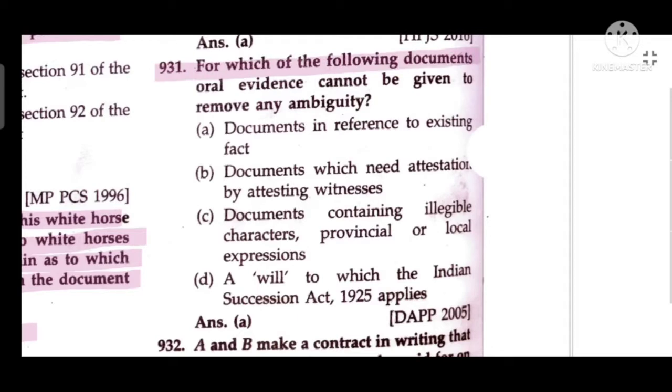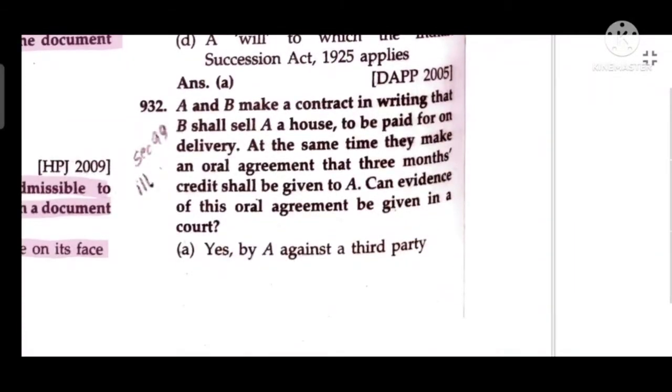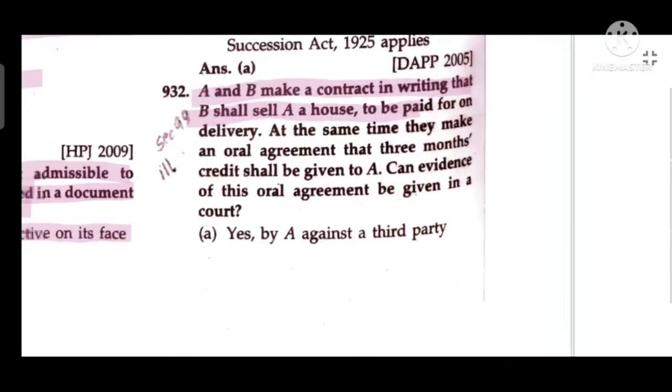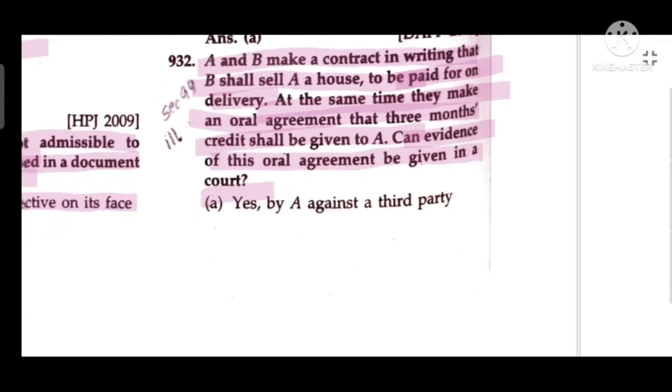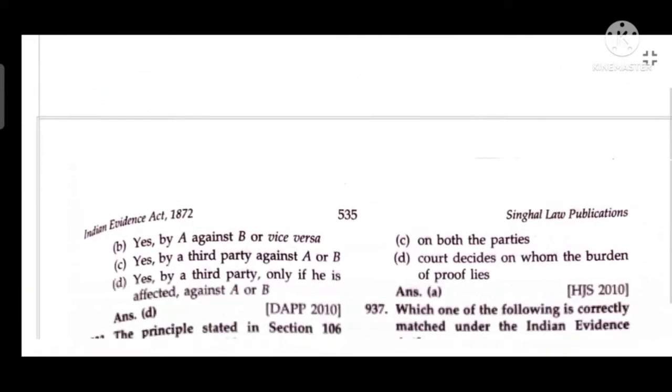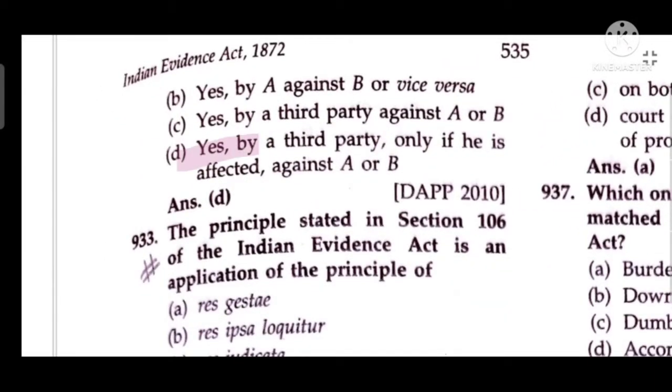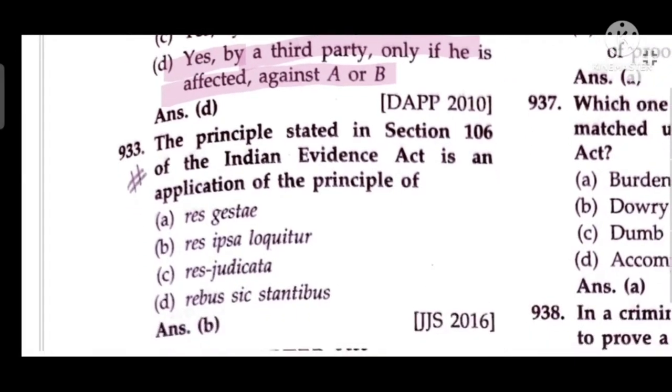For which one of the following documents oral evidence cannot be given to remove any ambiguity? Document in reference to existing fact. A and B make a contract in writing that B shall sell a house to A, to be paid for on delivery. At the same time, they make an oral agreement that 3 months credit shall be given to A. Can evidence of the oral agreement be given in the court? Yes, by a third party only if he has been affected by A or B.